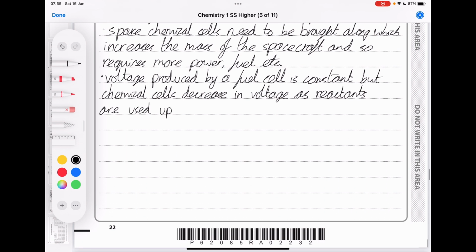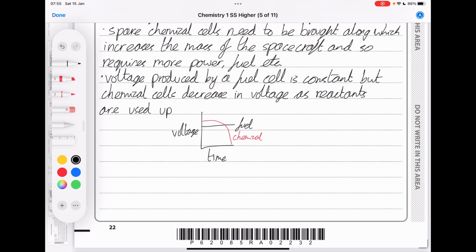If you wanted to, you could have done a little graph for that. If we were plotting time and voltage, a fuel cell will look like this, and a chemical cell will look like that. That is absolutely not necessary, but just in case you're not quite understanding the idea.